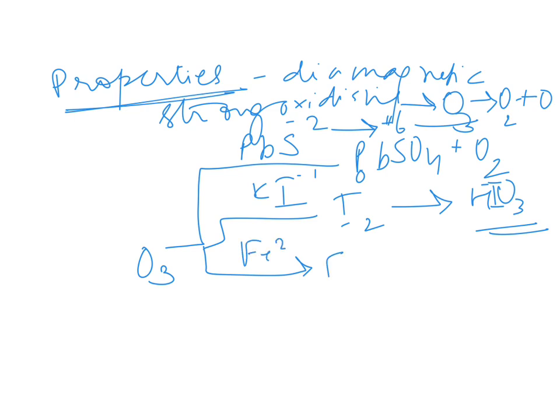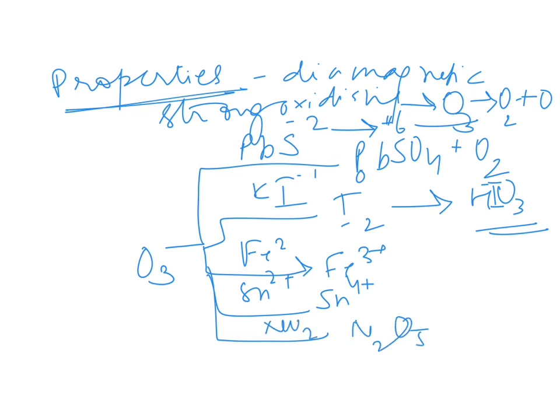Fe2+ will be converted to Fe3+. Sn2+ will be converted to Sn4+. Then if you react it with NO2, it will form N2O5, means it goes from +4 oxidation state to +5 oxidation state, means there is an increase in oxidation number. That's why it is an oxidation reaction.